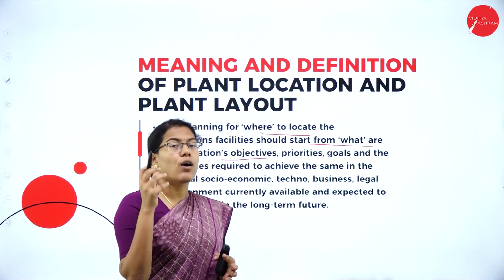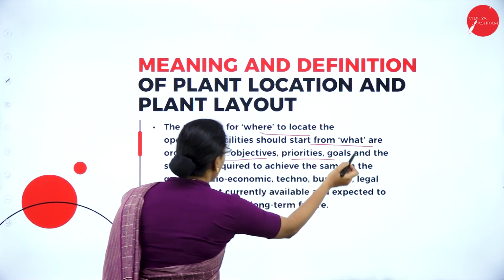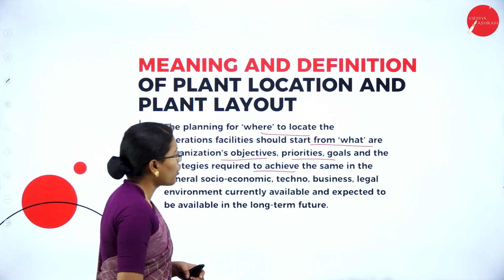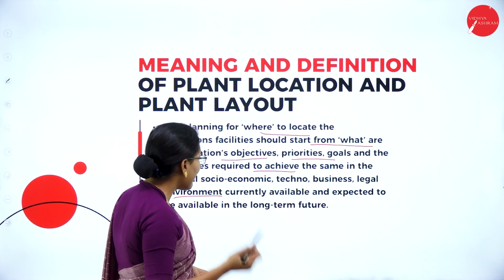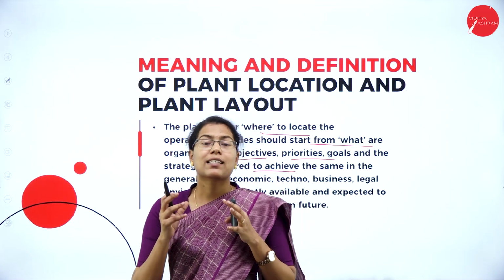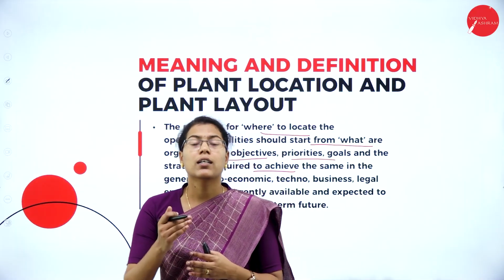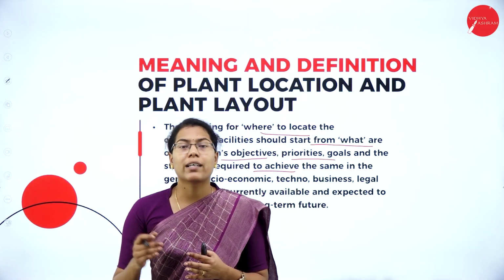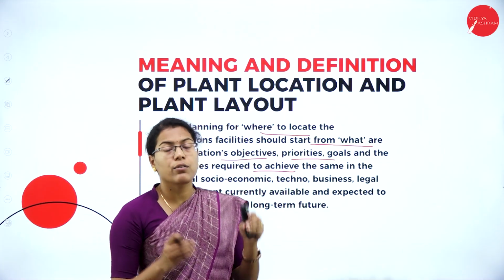So this choosing of location will be based on the organization's objectives, priorities and goals, and the strategies required to achieve the same in the general socio-economic, techno, business and also legal environment that is currently available and expected to be available in the long-term future. So this selection of where to locate the manufacturing unit also depends on the environmental factors, whether it is business environment, technological environment or legal environment, and also it primarily depends on the organization's objective, priorities.